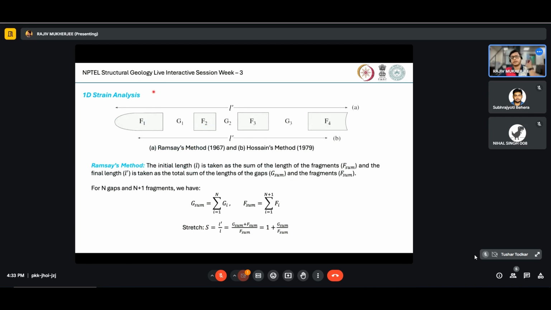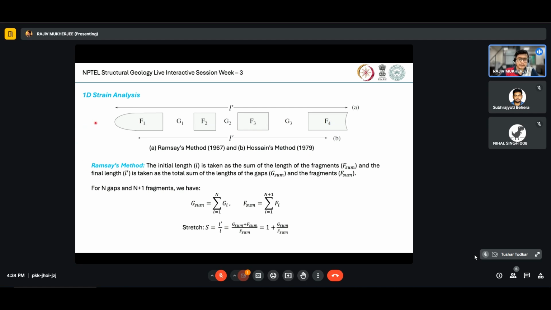Now we will go to one dimensional strain analysis. As we talked about, the purpose of one dimensional strain analysis is basically to get data about how much stretching or how much shortening has taken place. For this, we mainly rely on two classical methods. One is Ramsay's method, proposed by John Ramsay in 1967, and another is Hossain's method, which was proposed in 1979.